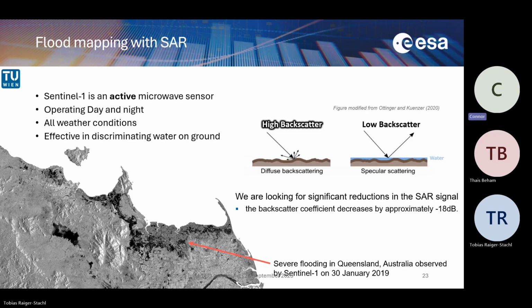And here, I think it's pretty intuitive from these SAR images on the left. There was severe flooding in Queensland in Australia, and these pretty dark areas are quite easy to spot. These are the areas that were affected by flooding and floodwater. Next, please.